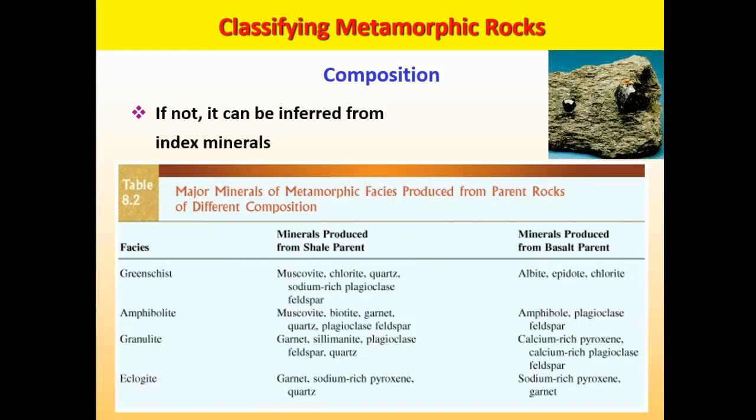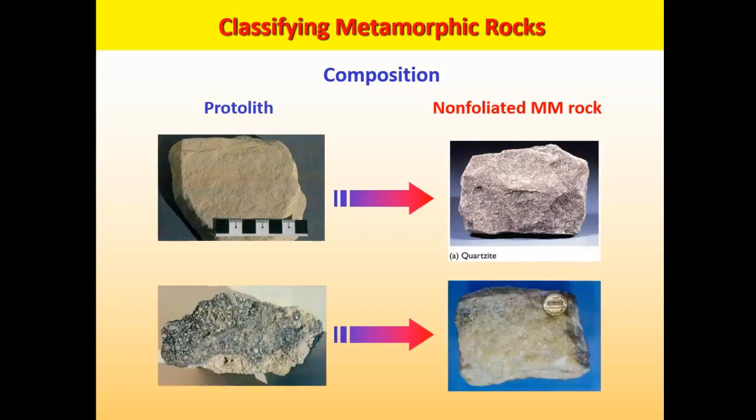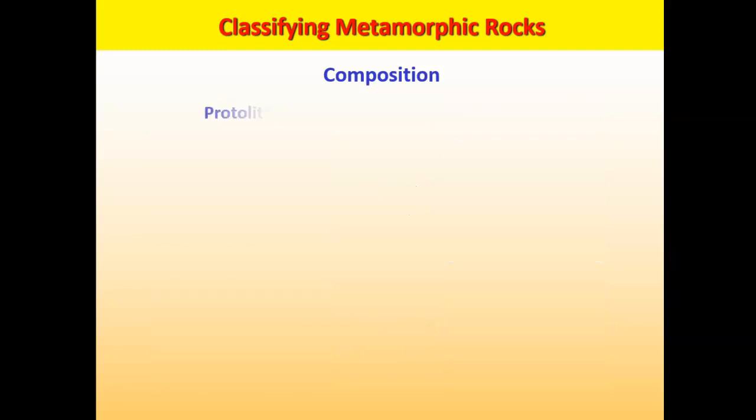Remember index minerals, just kind of a review there. And then this was this example of sandstone turns into a quartzite. A limestone turns into a marble. They're non-foliated. They can look very similar. I use composition to tell the difference here, as opposed to the foliated rocks where I'm trying to look at either index minerals or the degree of foliation.